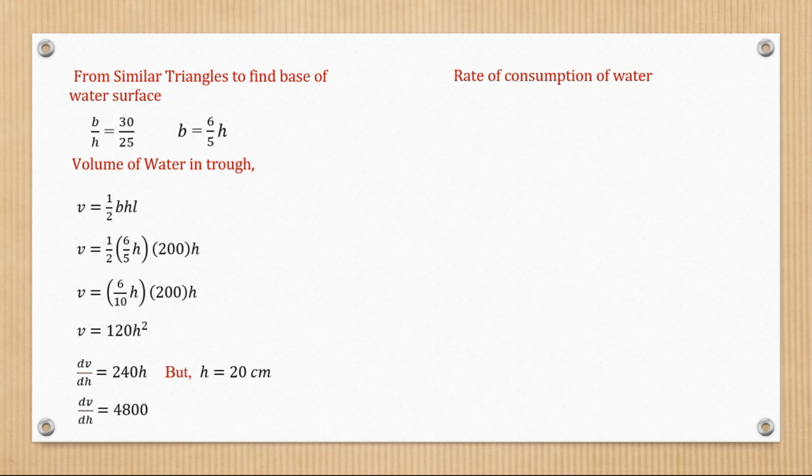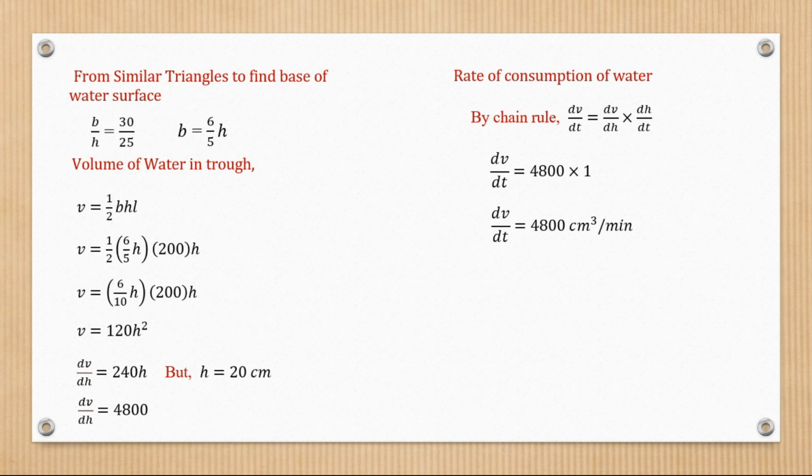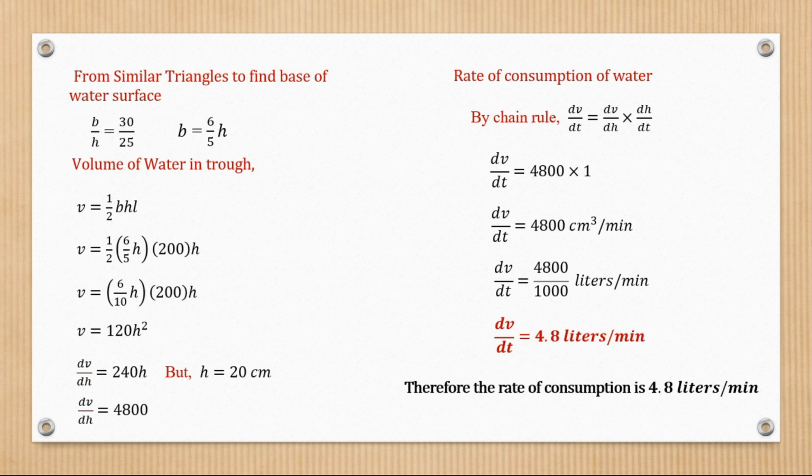Now that we know the value of dV/dh is 4800, we can find the rate of consumption of water, which is the value of dV/dt. By chain rule, dV/dt is equal to dV/dh times dh/dt. So dV/dt is equal to 4800 times 1, which is 4800 cubic centimeters per minute. But we've been told that we want this in liters per minute, so we convert by dividing 4800 by 1000. So we shall have dV/dt equal to 4.8 liters per minute. Therefore the rate of consumption is 4.8 liters per minute, and that is the answer they wanted.